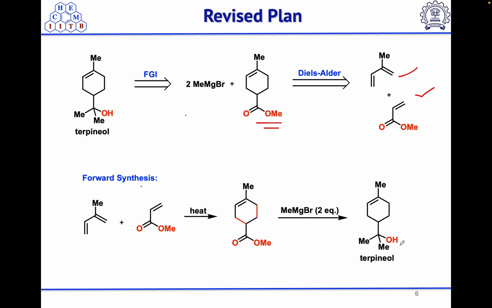Now with the cyclohexene, we need to convert this ester to the corresponding tertiary alcohol. If we add methyl magnesium bromide or methyl magnesium iodide as a Grignard reagent, it will add to this ester. We can add a maximum of two equivalents of this Grignard reagent, and easily get the addition of two methyl groups along with this tertiary alcohol. And this leads to your desired target molecule.